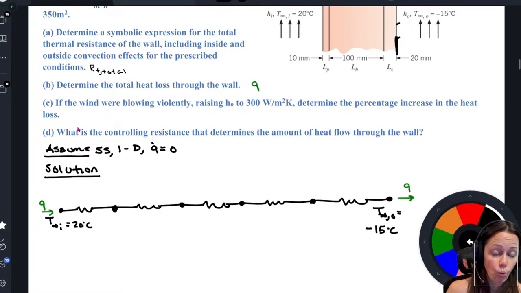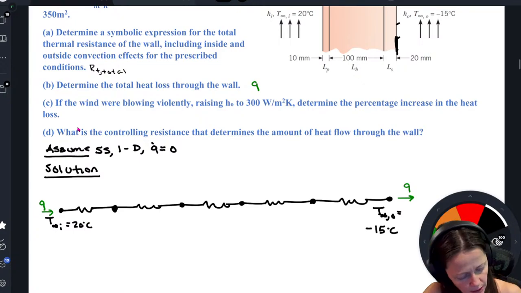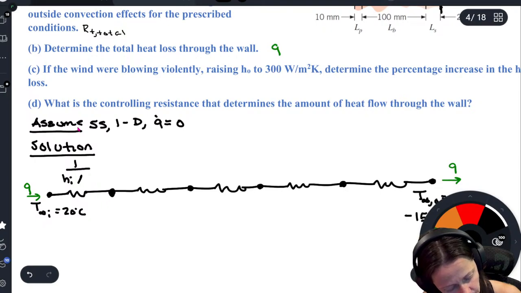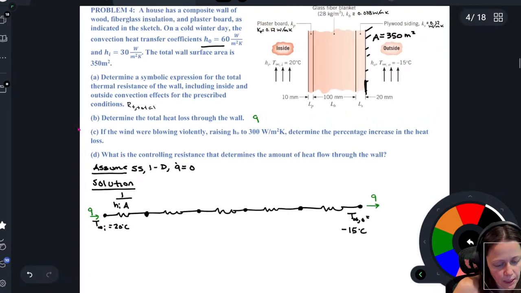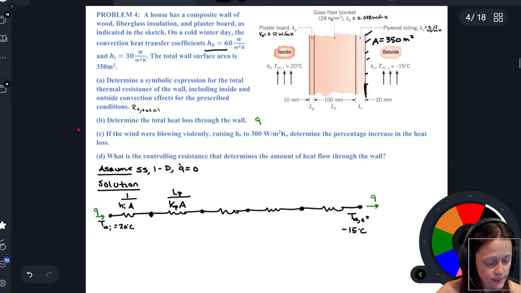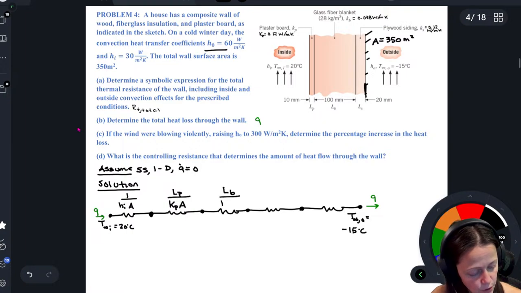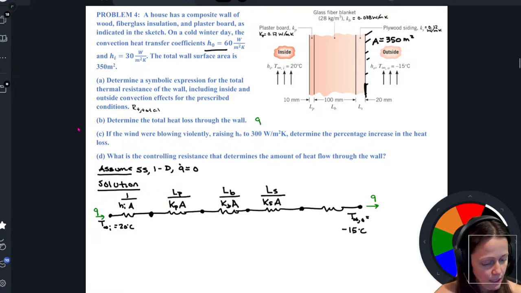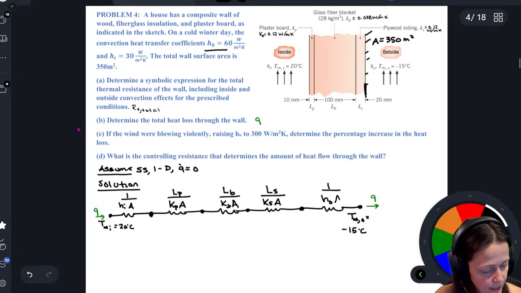And so this is going to be 1 over hA, and I do know A, so that's good. So this is going to be 1 over H inner times the area. Next one is going to be through the plasterboard. So this is going to be L_P over K_P times the area. Next one is going to be through the fiberglass. So this is going to be L_B over K_B times the area. The next one is going to be through the plywood, so it's going to be L_S over K_S times the area. Then the very last one is going to be due to convection on the outside. So this is going to be 1 over H on the outside times the area.